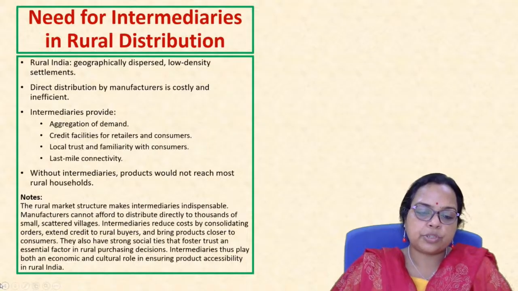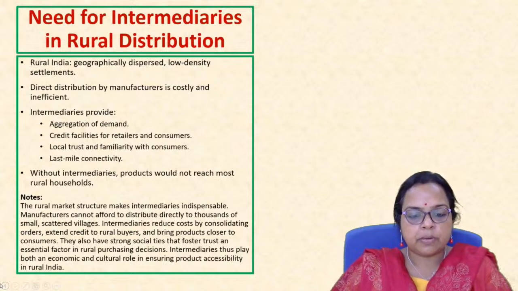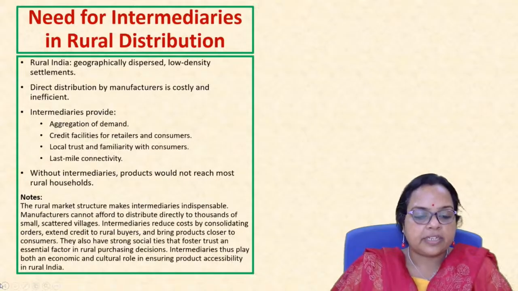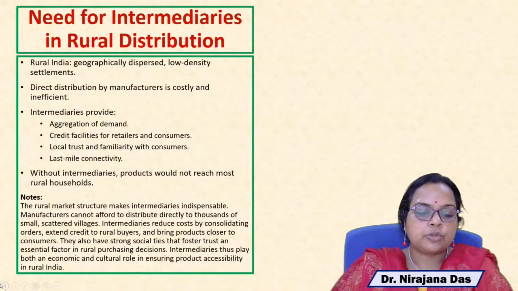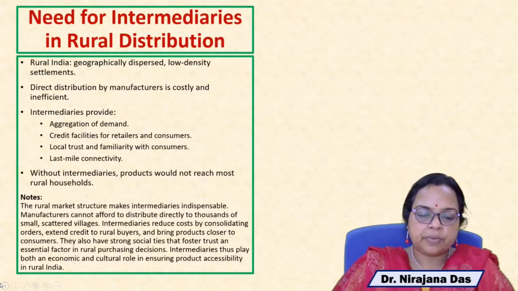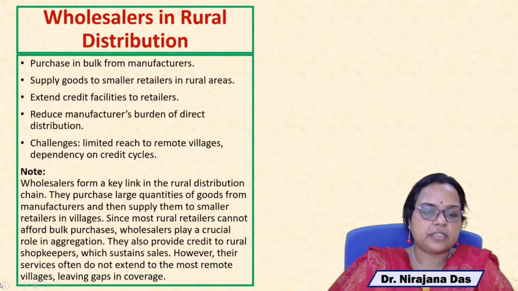They also have strong social networking ties that foster trust as an essential factor in the rural buying and selling process. Intermediaries thus play both an economic and cultural role because they understand the culture of the village, they extend the help of credit, and they also build trust between the manufacturer and the buyer. So the marketer cannot avoid the importance of the role of intermediaries between the manufacturer and the customer. Intermediaries provide aggregation of demand, credit facilities, build local trust, and connect the last mile connectivity. What is the role of wholesalers in rural distribution?